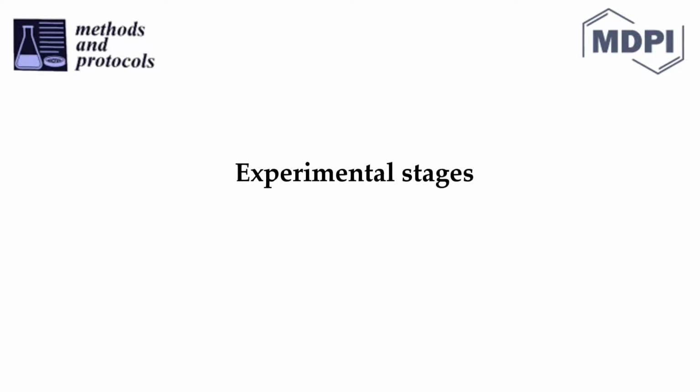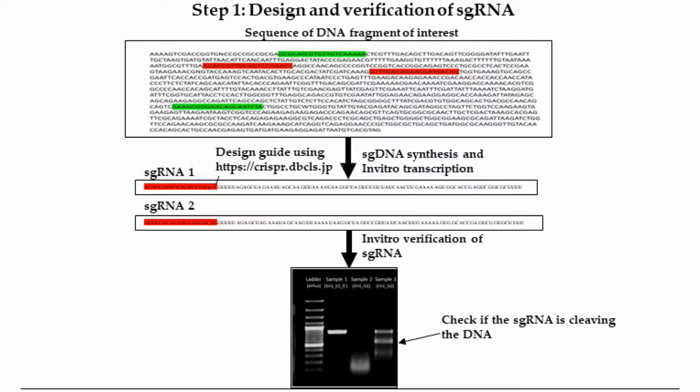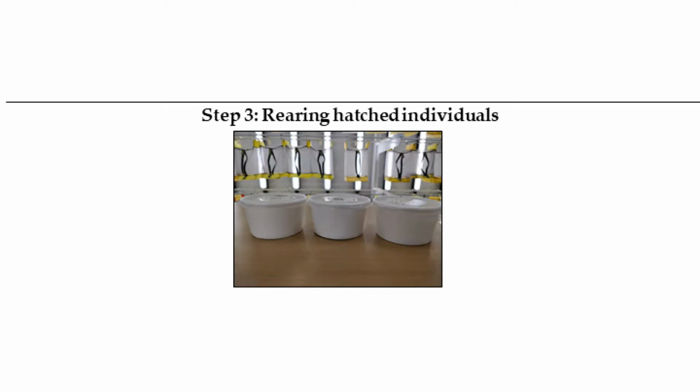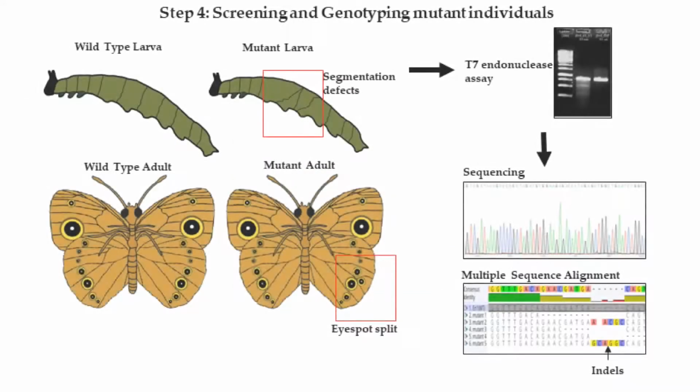The major experimental stages include design and verification of sgRNA, injection of sgRNA Cas9 mixture, rearing hatched individuals, screening and genotyping mutant individuals.